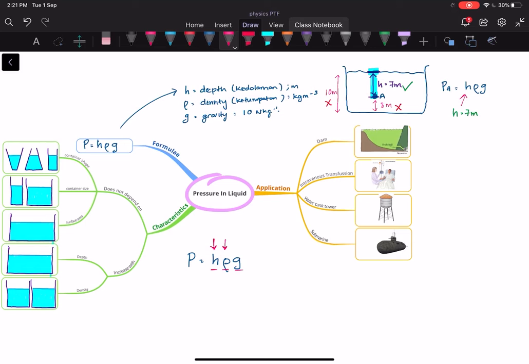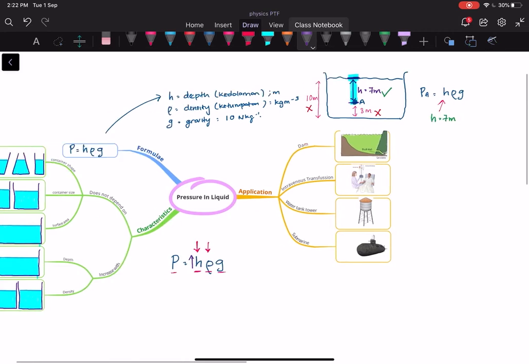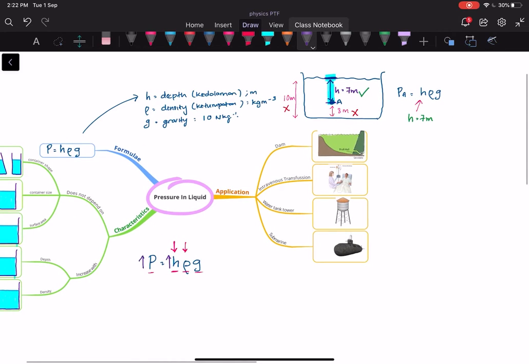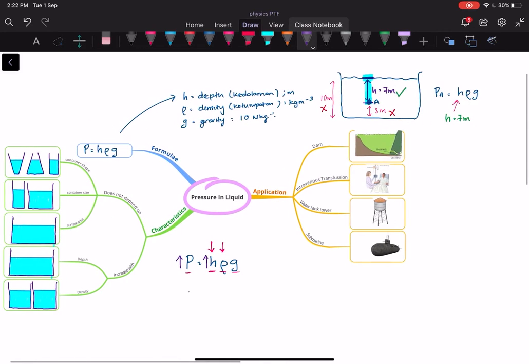So let's look, how does the depth affects the pressure? Bagaimana kedalaman akan mempengaruhi tekanan ya? Apabila H bertambah ataupun bila kedalaman bertambah, tekanan pun akan bertambah. So H increases, the pressure will also increase.